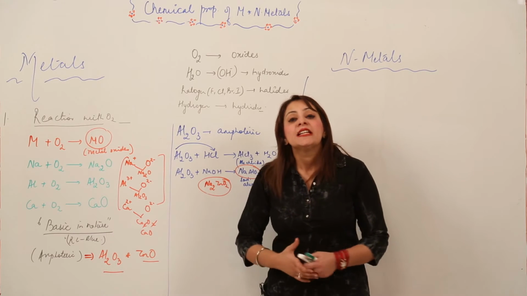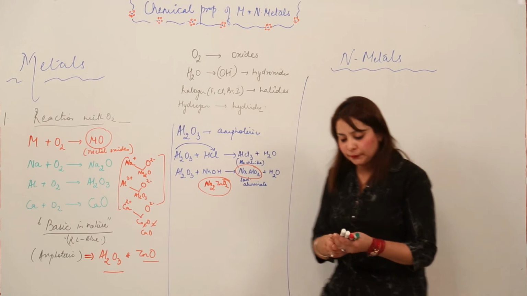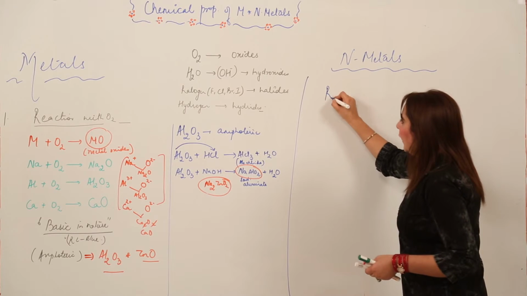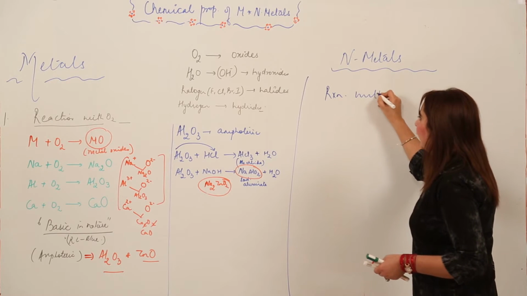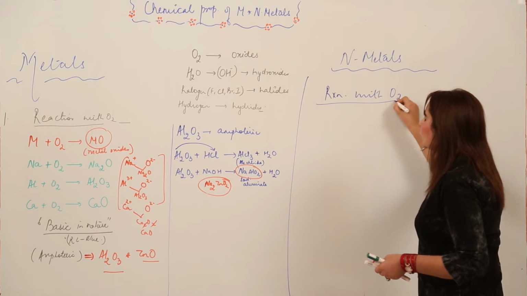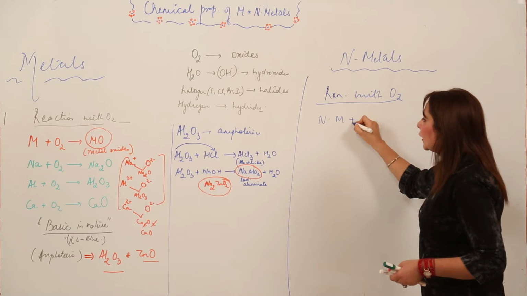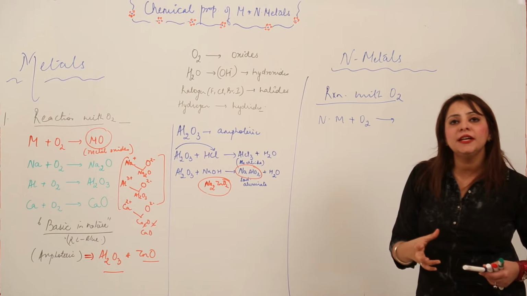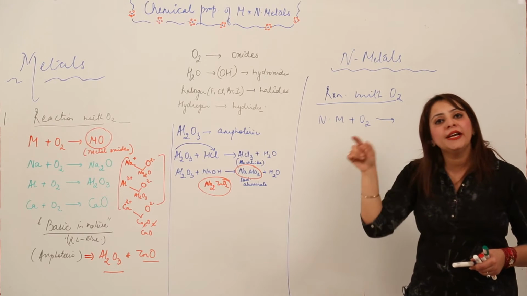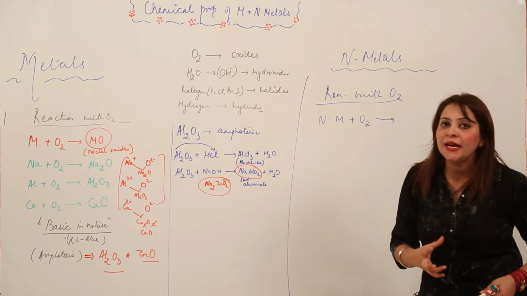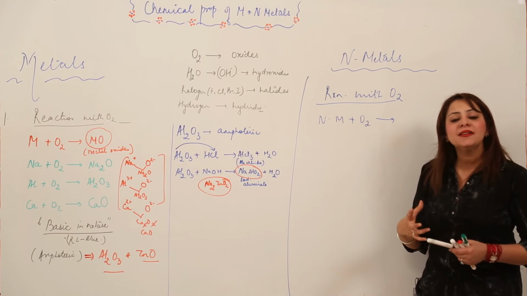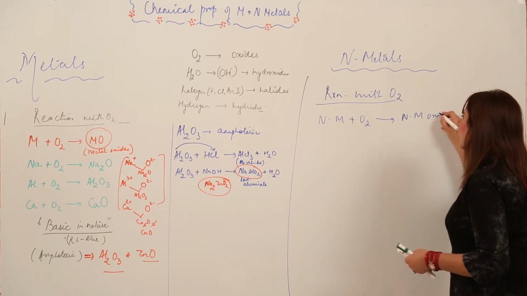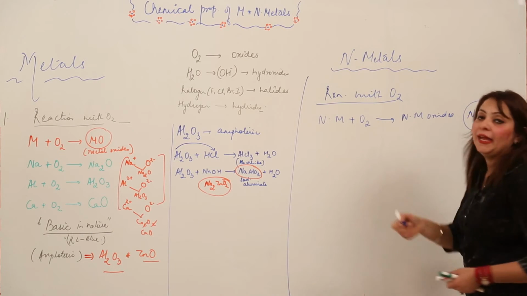Now let us see how non-metals react with oxygen. So what happens? Again we are doing a similar reaction with oxygen. What happens when a non-metal reacts with oxygen? They form, obviously, as I told you, when anything reacts with oxygen, it gets crisscrossed with the O2 negative ion and forms the respective oxides. So in this case, a non-metal is reacting with oxygen, so obviously we will be getting a non-metal oxide with the general formula NO.